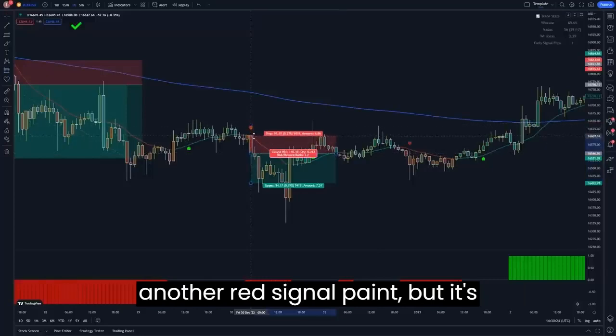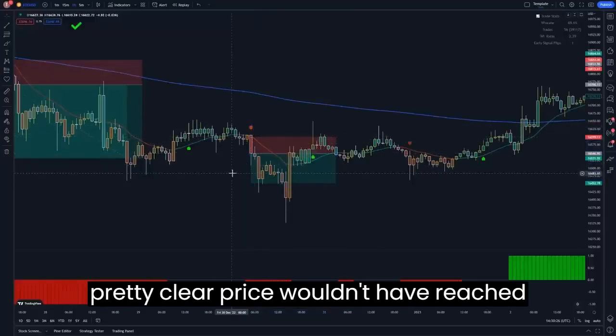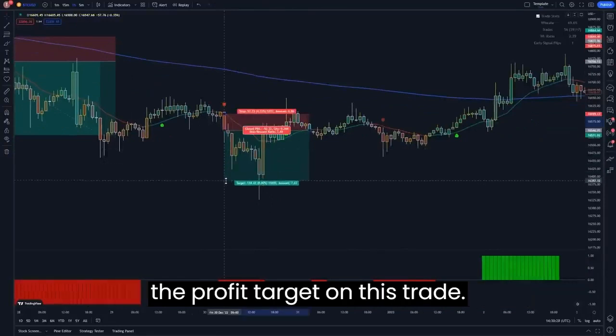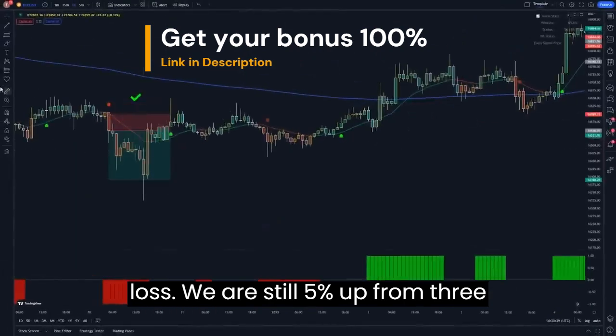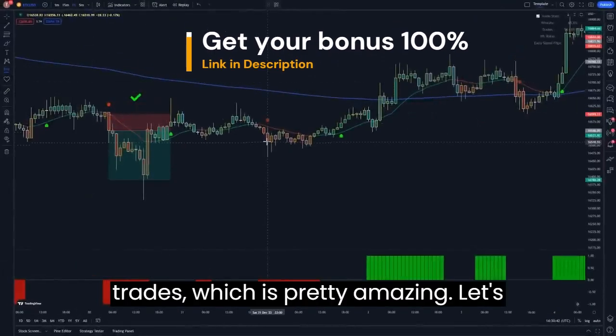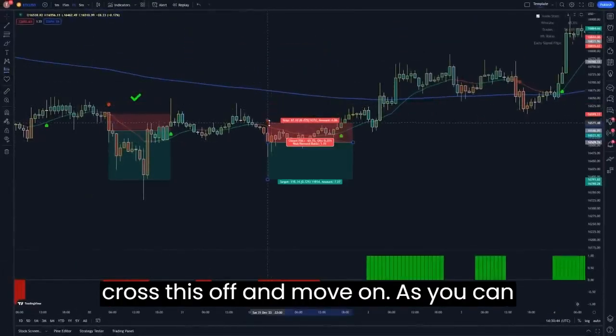We can see another red signal paint, but it's pretty clear price wouldn't have reached the profit target on this trade. No problem though, we'll take the 1% loss. We are still 5% up from 3 trades, which is pretty amazing. Let's cross this off and move on.